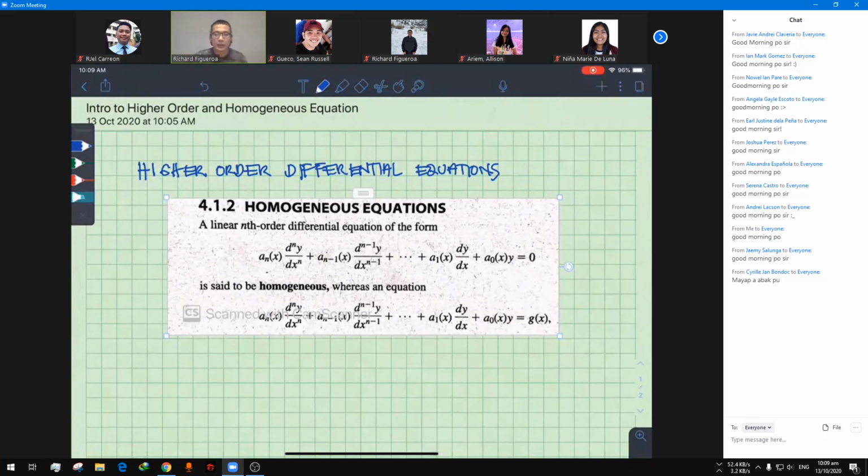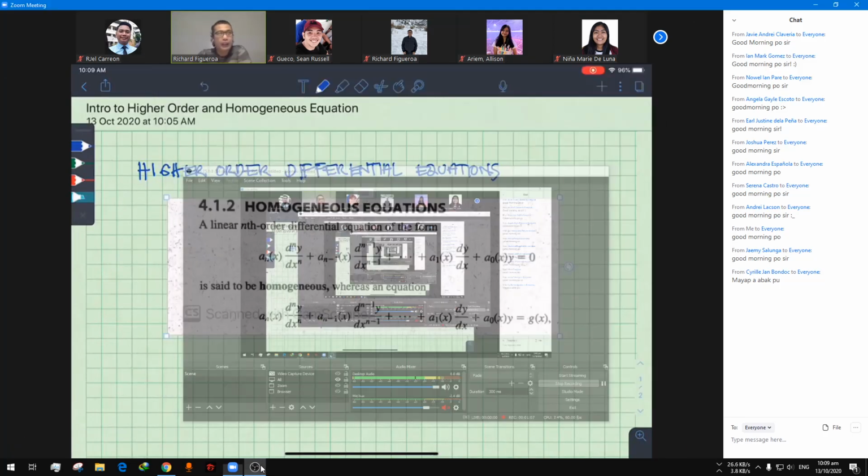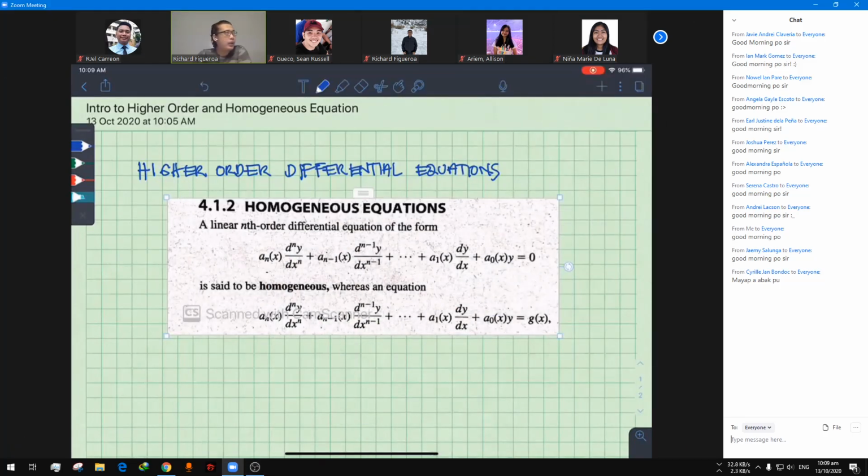Okay, so let's start. Medyo marami yung topic, no? Kasi there are two topics for this week, which are still included for your midterm exam. So the first one would be the introduction for higher order differential equations, and then the other one would be the solution of homogeneous higher order differential equations.